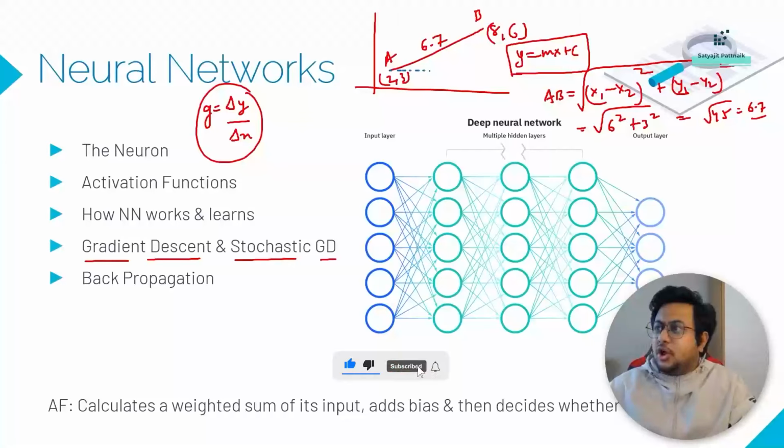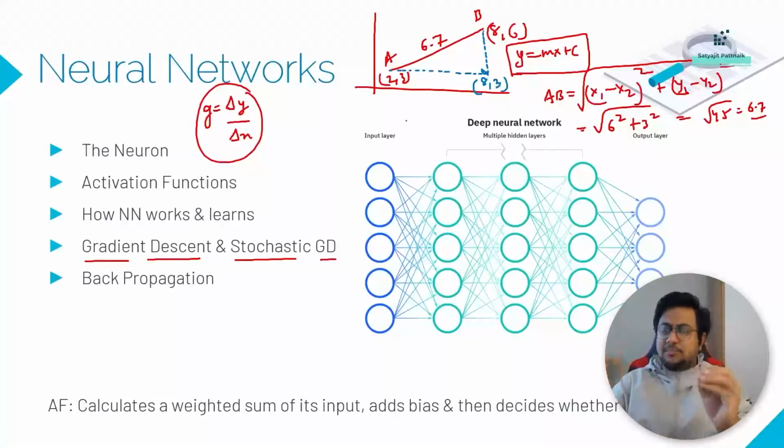Let me draw a right angle triangle here. What will be the location of this particular point? It will be (8, 3). If you don't understand, take a pause and plot it in your notebook, and you will be able to get it. It will be (8, 3). Let me name it C.